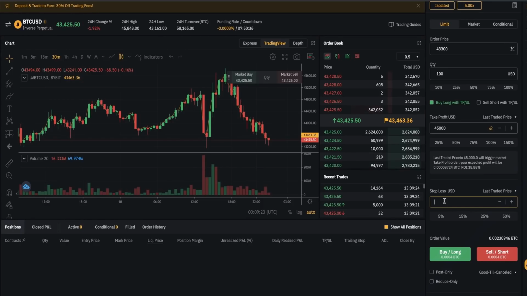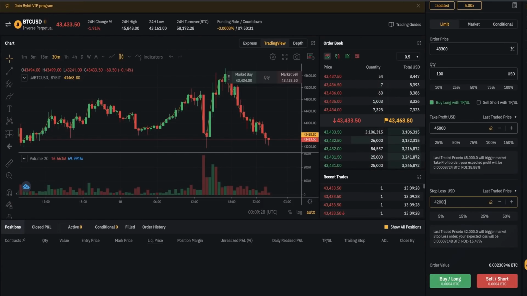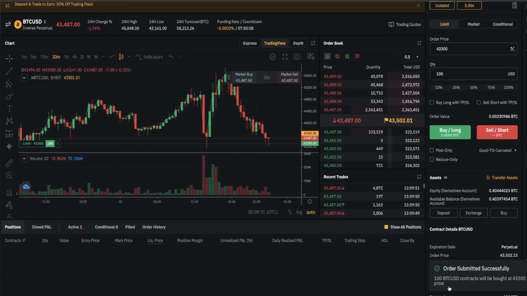But let's just say, as an example, right now, support's $42,500. So let's just put it in at $42,000. So that means if the price goes down to $42,000, I think, hey, you know what? If we lose that support, the market's turning, I want to get out. You'll see here that the loss will be around 15.4% should that happen. Whereas if I get back up to $45,000, I'll have an 18% profit. Go ahead and click on buy long there.